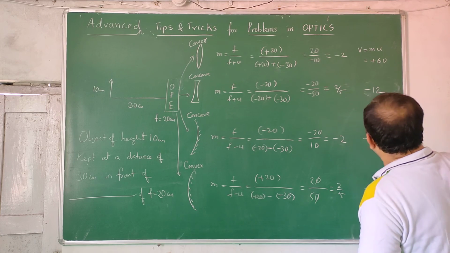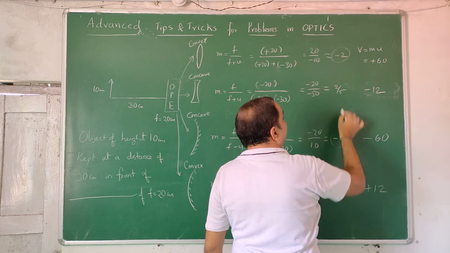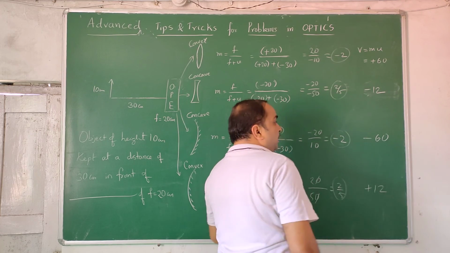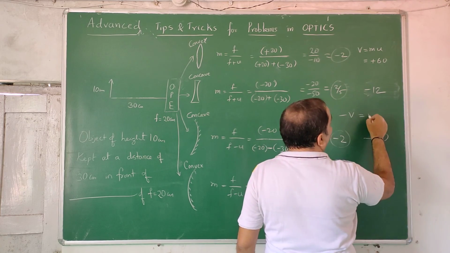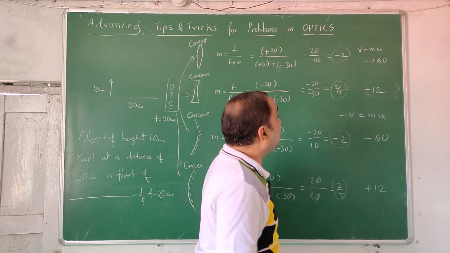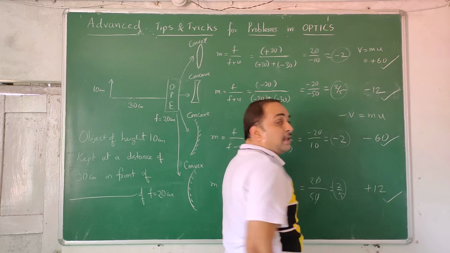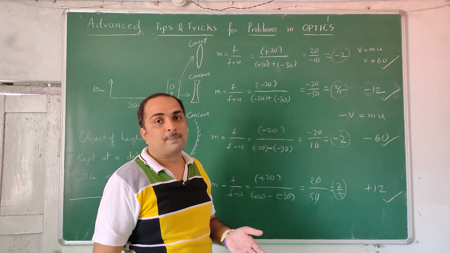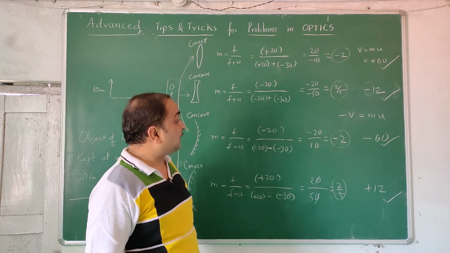So all the answers are individual. The magnification of this and this came the same, and of this and this came the same, but once you multiply with m u for lenses or minus m u for mirrors, you get four different answers: plus 60, minus 12, minus 60, plus 12. Each of them means something different. So don't think that the answer comes the same.